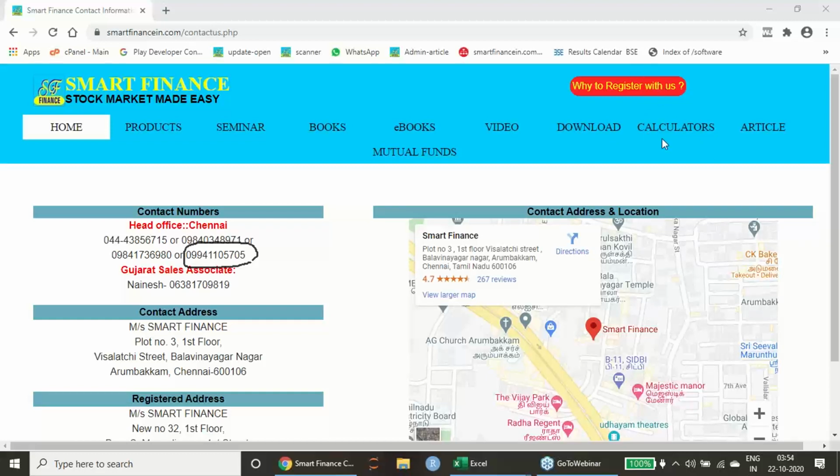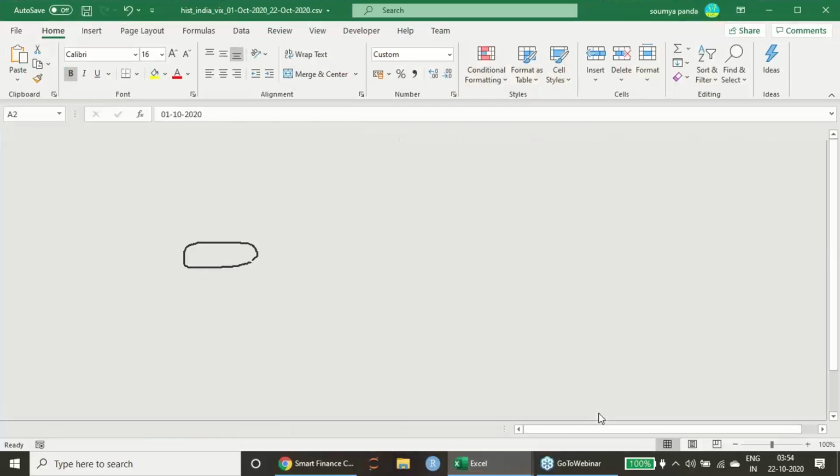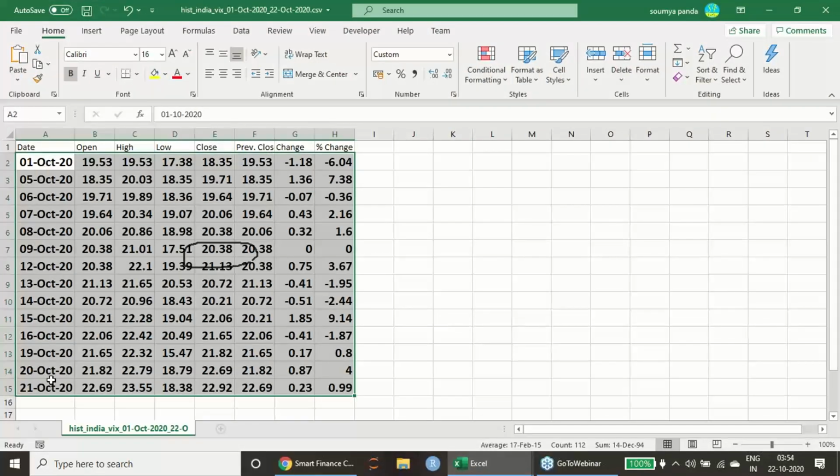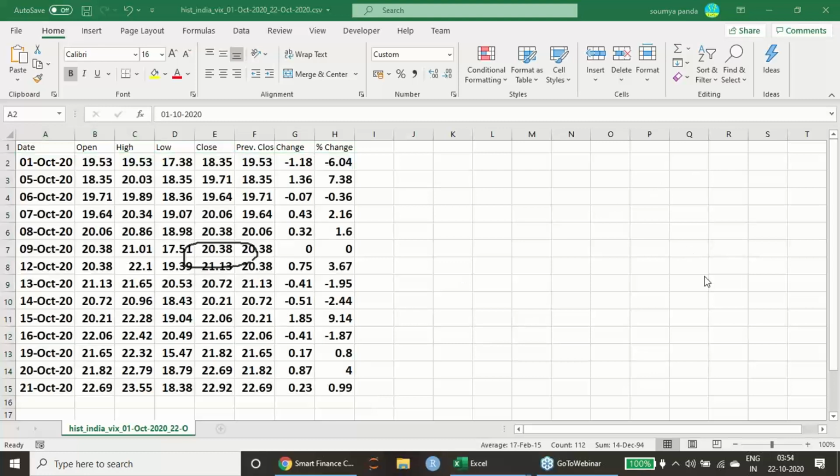What are the informations I required for the calculation of this top and bottom? So what I have taken here, you can see, I have taken the weeks 1st October to 21st October. So only the closing basis VIX I required. VIX is having open, high, low, close values. From this data, 22.92 was the closing high of the VIX, and in this entire month, 18.35 was the closing low of the VIX. So these two data points are required.